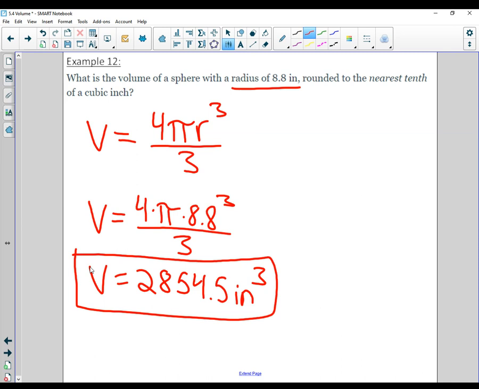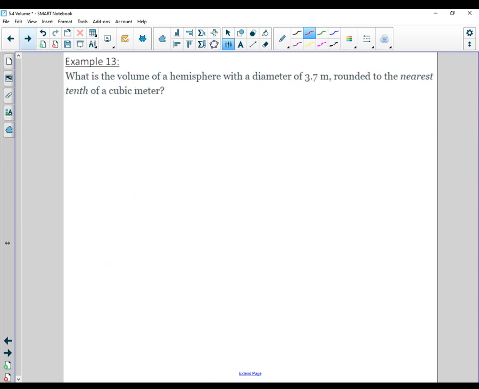Okay, and that's like the very basic. Here's a sphere, here's its radius, what's its volume. But then we can get other ones. So what is the volume of not a sphere, but a hemisphere, which means half, right? It's like a semicircle with not a radius, but a diameter of 3.7. So if we have a diameter of 3.7, doesn't our volume require a radius? How do I find the radius if I have a diameter?